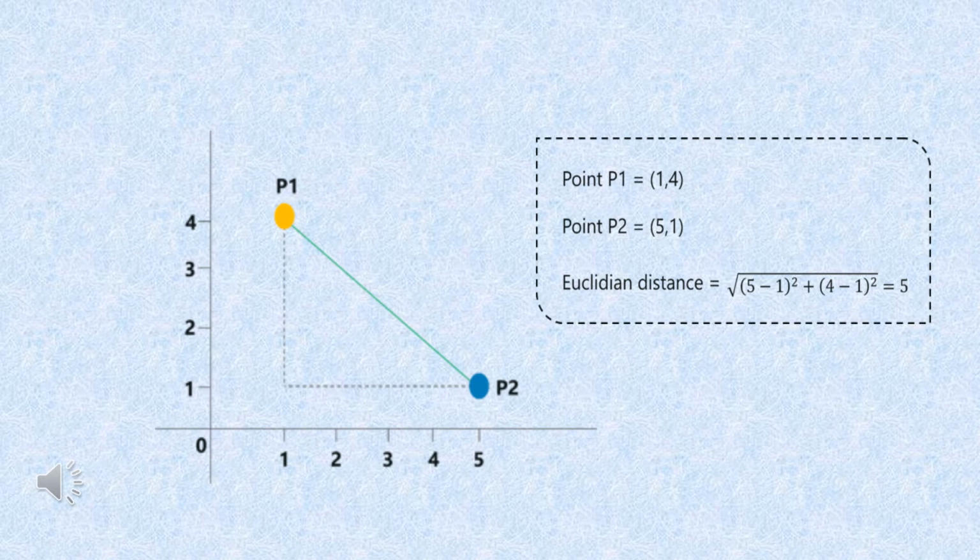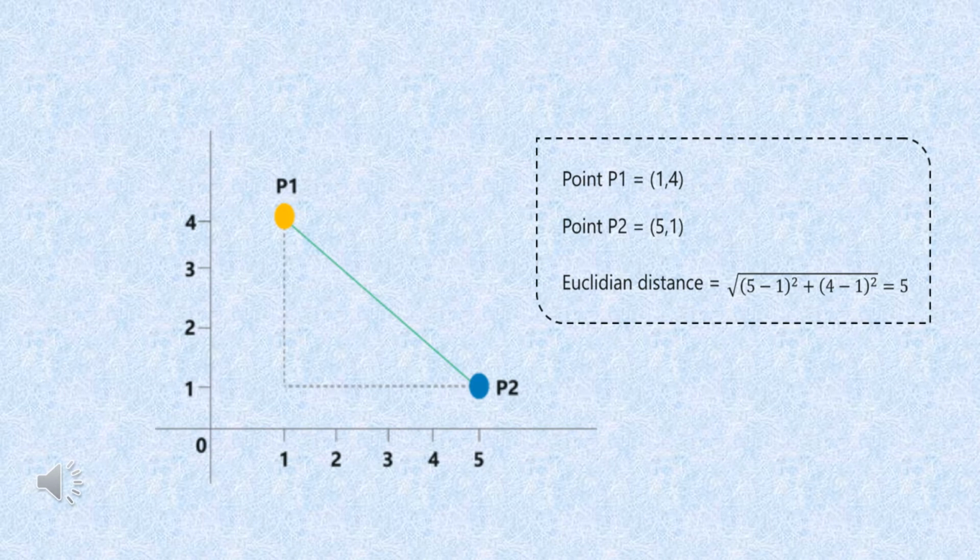Here we are going to measure the distance between P1 and P2 by using the equivalent distance measure. The coordinates for P1 and P2 are (1, 4) and (5, 1) respectively. The equivalent distance can be calculated like so. So point P1 is equal to (1, 4) and point P2 is equal to (5, 1).